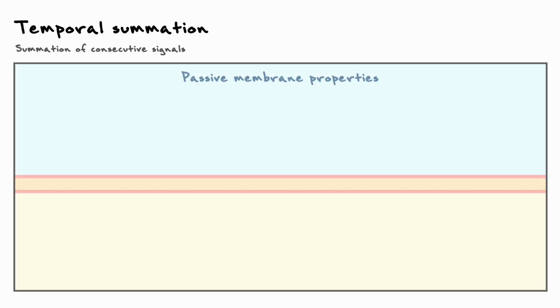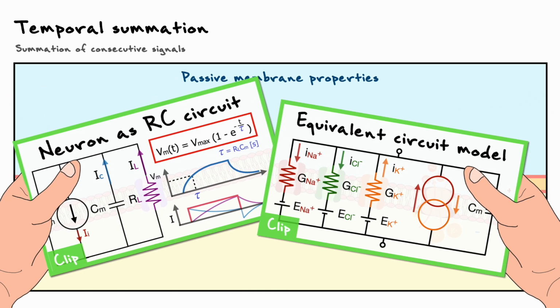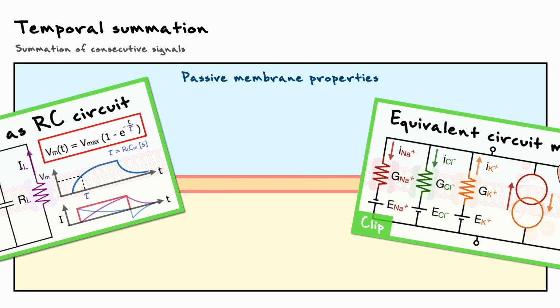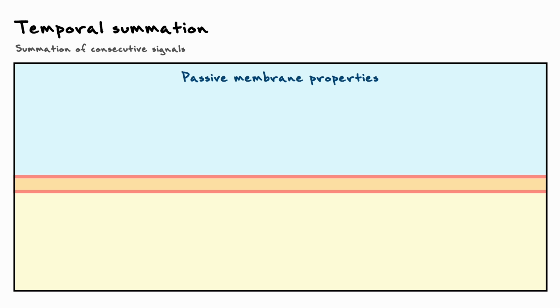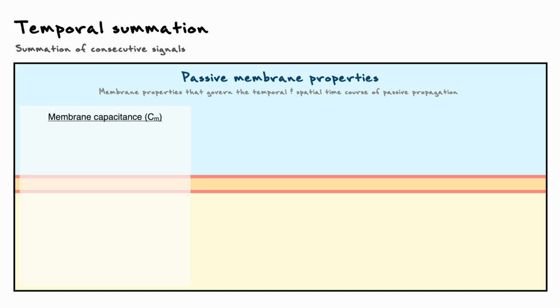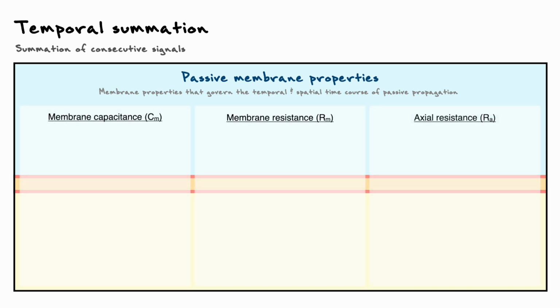To explain this principle, I want to reconsider the passive membrane properties that I have introduced previously, such that I can better explain some new concepts. If I go too quickly on these concepts in this discussion, I recommend watching the videos on the equivalent circuit model and the RC neuron to get additional insights on these concepts. Alright, we've established that there are three fundamental passive membrane properties which govern the temporal and spatial time course of passive propagation. The three properties are the membrane capacitance, the membrane resistance, and the axial resistance.